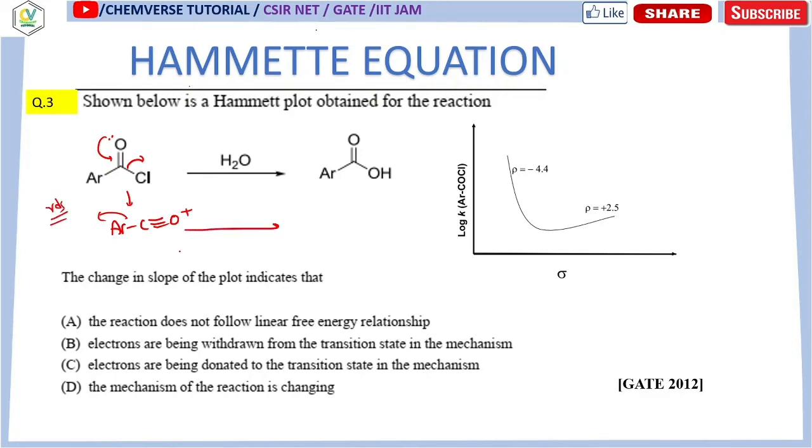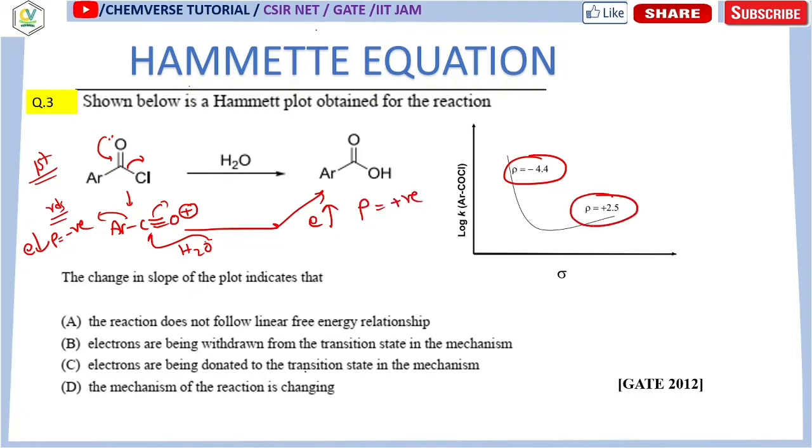And after that a water molecule attacks over here. So it is basically producing this one. So in the first step, you can see a positive charge is generating, so electron density is decreasing. So if electron density decreases, then the rho value will be negative. So the first step is negative, and in the second step the exact opposite thing is happening. That means the electron density is increasing, and that is why the rho value is getting positive.